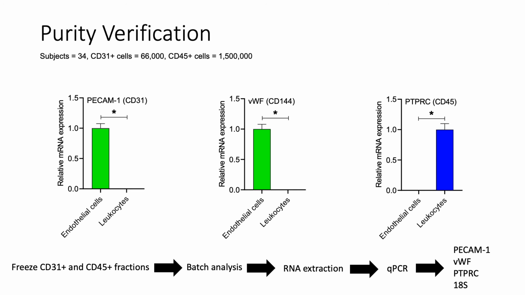For PTPRC, we saw the opposite. There were large amounts in the leukocyte fraction and negligible amounts in the endothelial cell fraction. Thus, we can move forward with our experiments with primary endothelial cells from patients via arterial sheath and be confident that we are using a pure fraction.